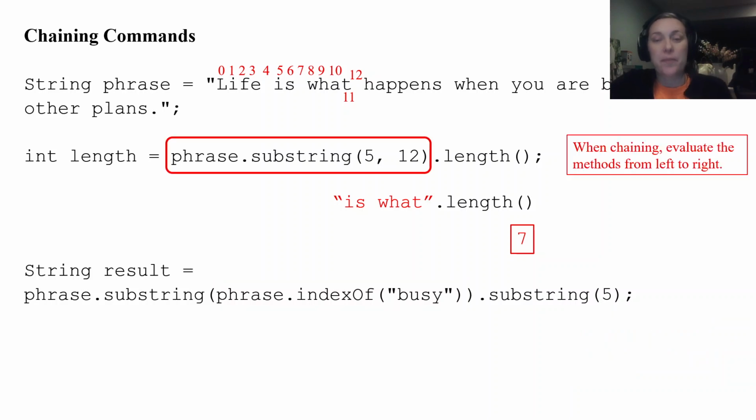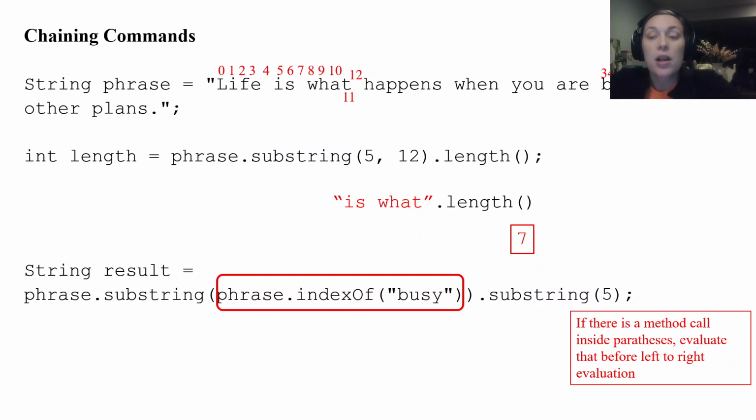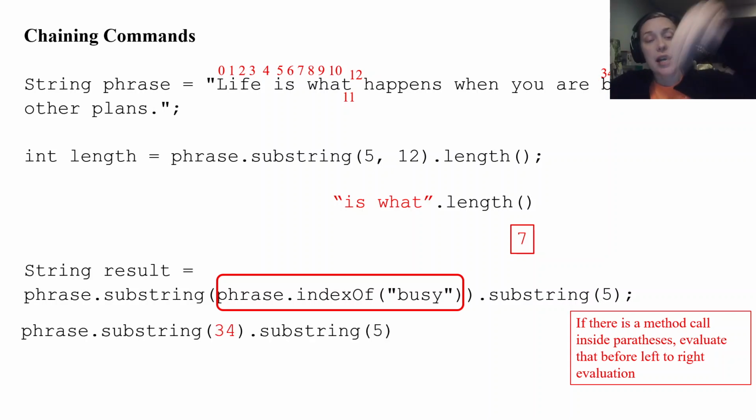Okay, let's check another one. Okay, so here I have method, method, method, right? I also have a method inside of another method. Okay? And just like we talked about, method inside another method gets evaluated first. And then it goes from left to right. Okay? So evaluate phrase.indexOf busy. So busy, if we go back up to phrase, busy starts on index 34, as long as I didn't make a mistake there. It happened on 34. So busy is my word, and it starts at index 34. So a 34 is returned in place of that method call.